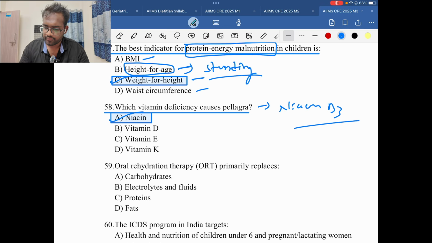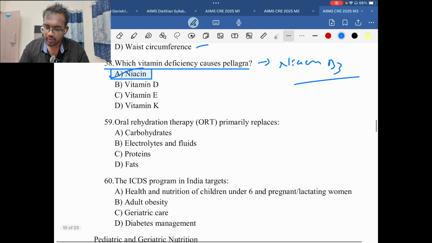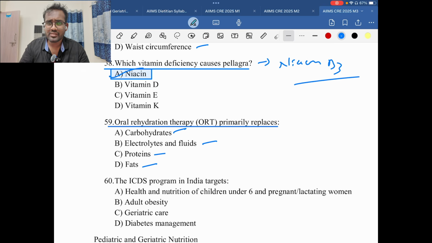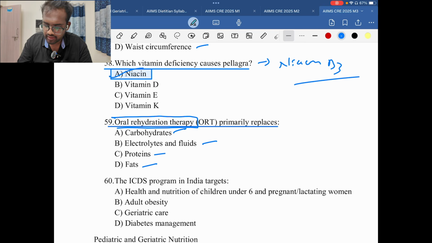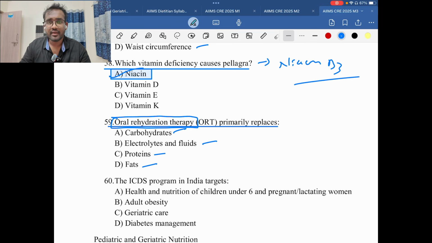Okay. Question number 59. Oral rehydration therapy, ORT, primarily replaces carbohydrates, electrolytes and fluids, proteins and fats. If you use a little bit of common sense, ORS, in the question itself you have the answer. Oral rehydration therapy. Rehydration means replenishing your electrolytes and fluid levels. The answer will be electrolytes. Sometimes it will be very easy, but you just need to relate the answer to the question.